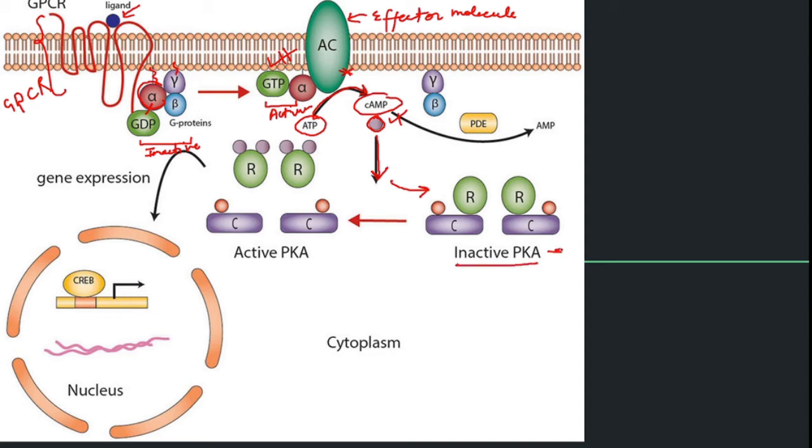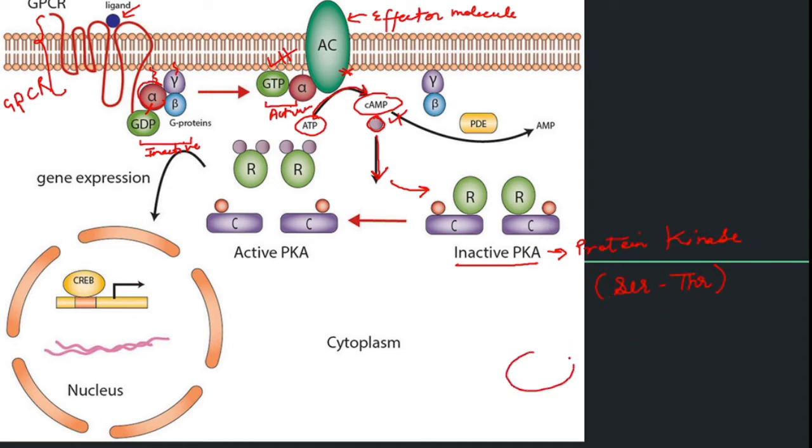PKA is a protein kinase. And what does a protein kinase do? It phosphorylates proteins on specific amino acids. And what type of protein kinase is it? It is a serine threonine protein kinase. So what is a serine threonine protein kinase?